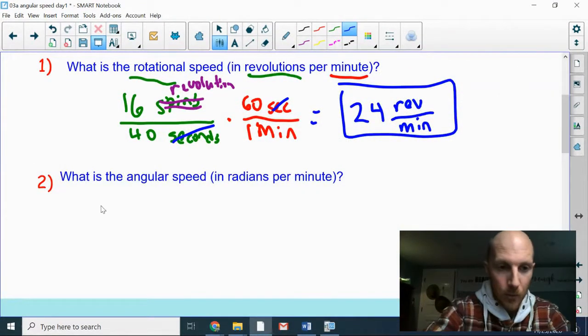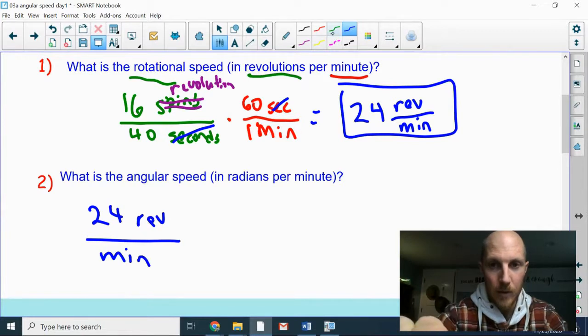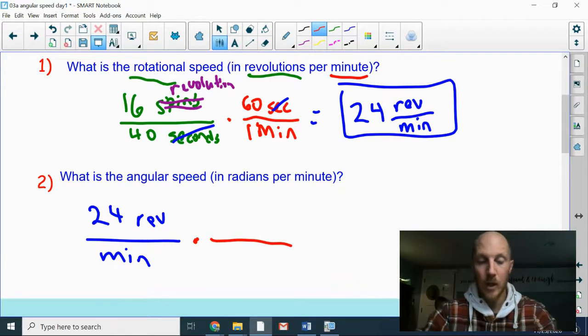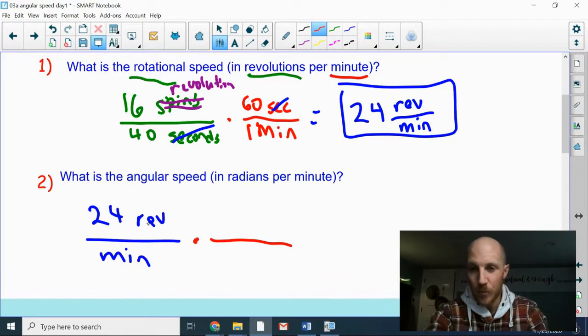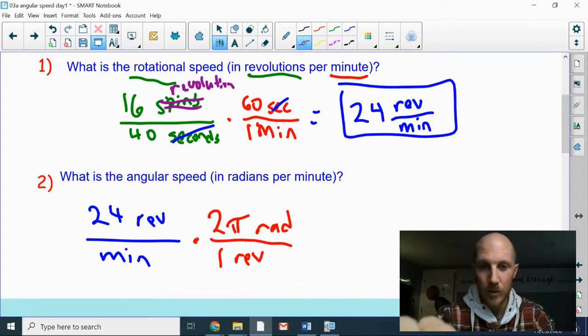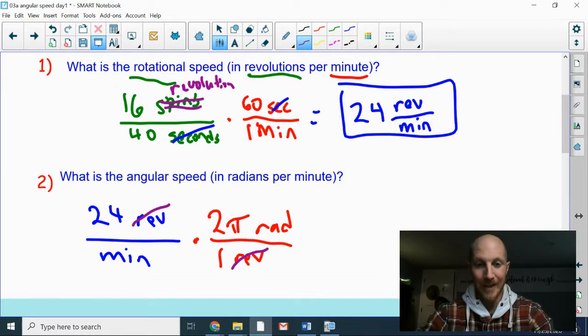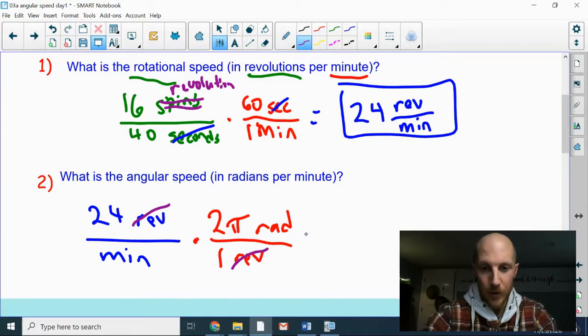Okay, so I'm going to start with the 24 revolutions per minute. And then I'm going to get my conversion factor. So I know that I have revolutions on the top of the blue part already, so I want revolutions to show up in the bottom of my conversion factor so that it will cancel appropriately. So 2 pi radians is going to go in the numerator, just abbreviate everything to 3 letters. Blue revolutions and red revolutions are going to cancel. Problem is now set up correctly.